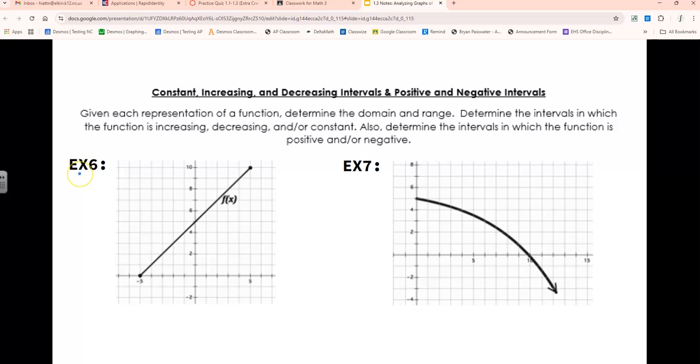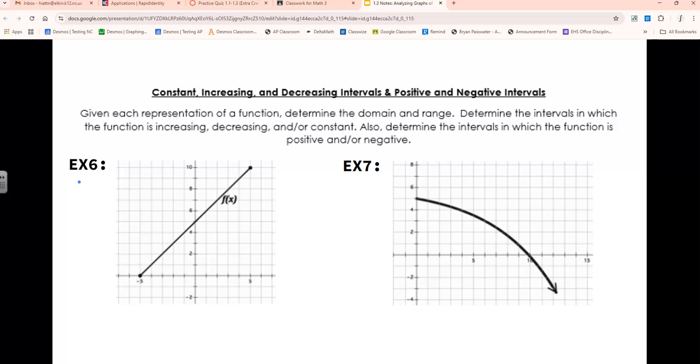So if I'm looking at 6, I want domain, range, increasing, decreasing, or constant. Although I did fail to put a constant example on here, so I apologize for that. And then positive or negative. Okay, so we got to do this like a piece at a time.